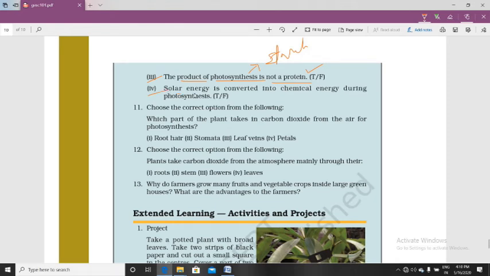Question 4. Solar energy is converted into chemical energy during photosynthesis. Yes, absolutely correct. So put the option T. Mark T. Question number 11. Choose the correct option from the following. Which part of the plant takes in carbon dioxide from the air for photosynthesis? Bachcho, tell. The name of that part is stomata. I showed you the structure of stomata a few minutes ago. So stomata is the part, and here are the options. Root, no. Stomata, yes. Leaf veins, no. Petals, no.